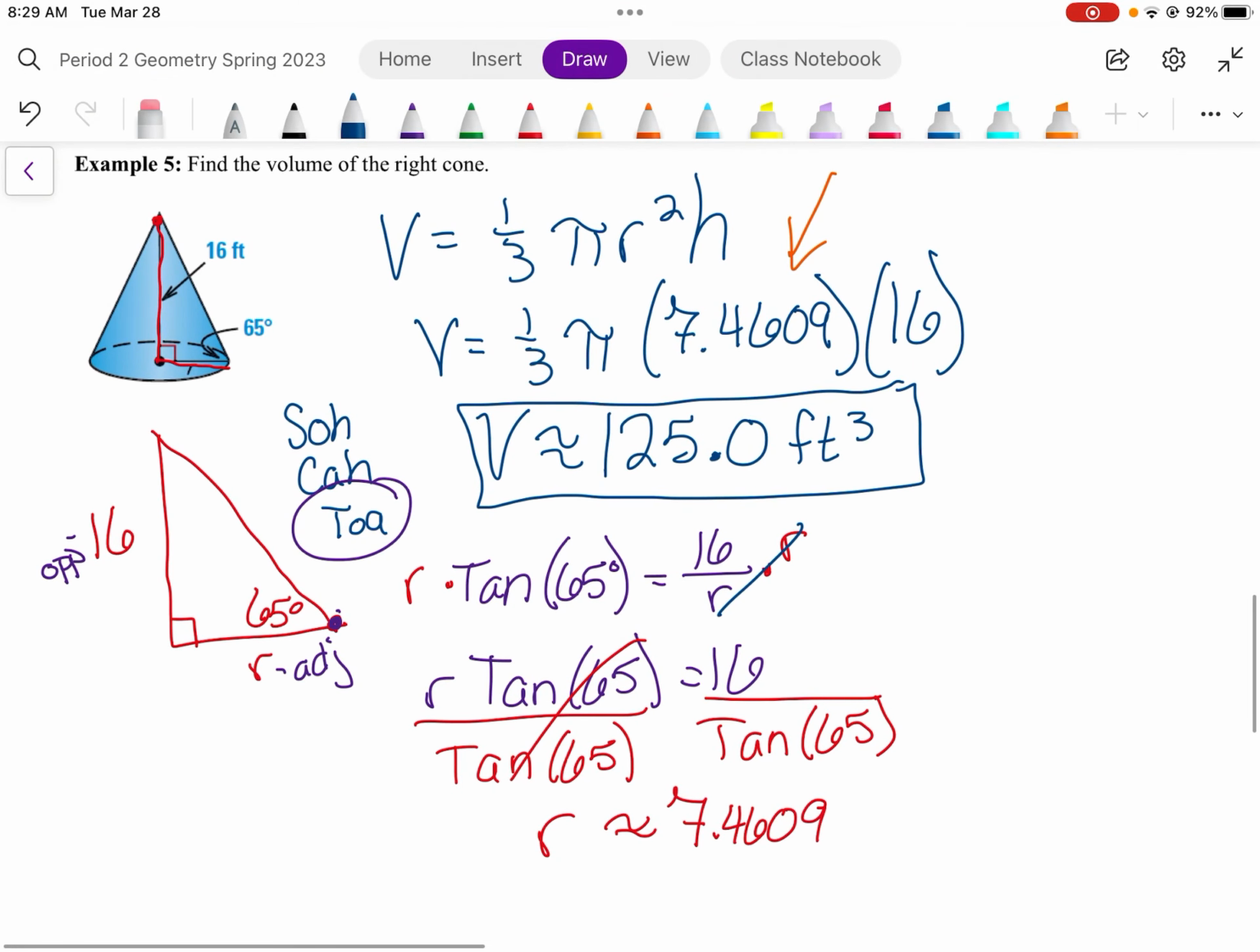Sometimes you will use the Pythagorean theorem to find the missing parts, and other times you will use trig.